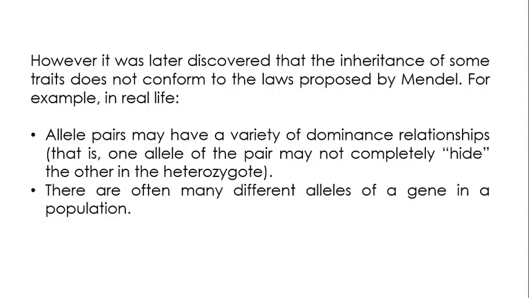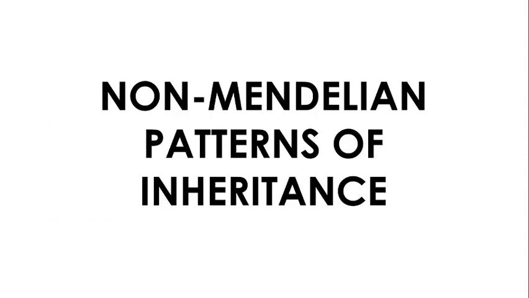So, let me give you two examples. In real life, allele pairs may have a variety of dominance relationships. That is, one allele of the pair may not completely hide the other in the heterozygote. Number two, there are often many different alleles of a gene in a population. So these two real-life examples gave rise to the non-Mendelian patterns of inheritance.